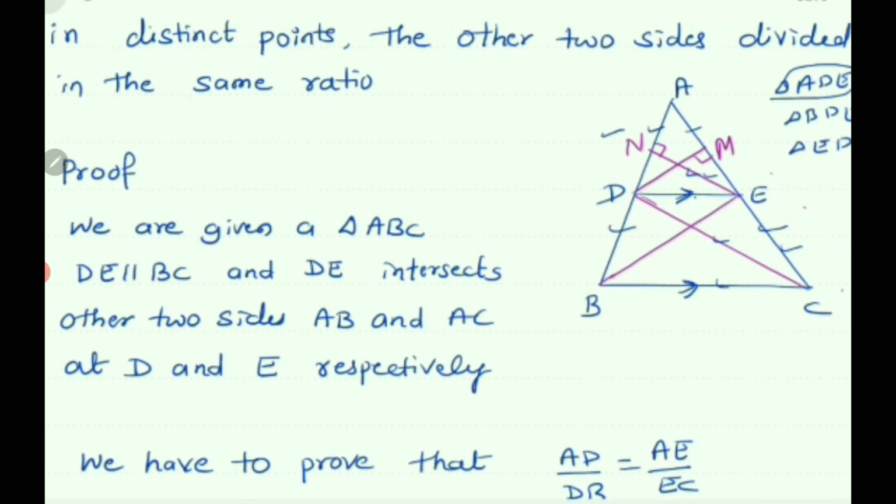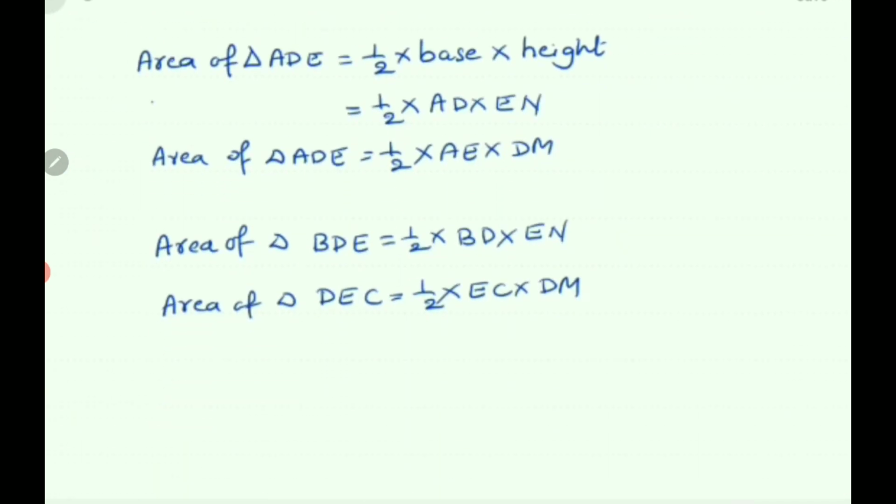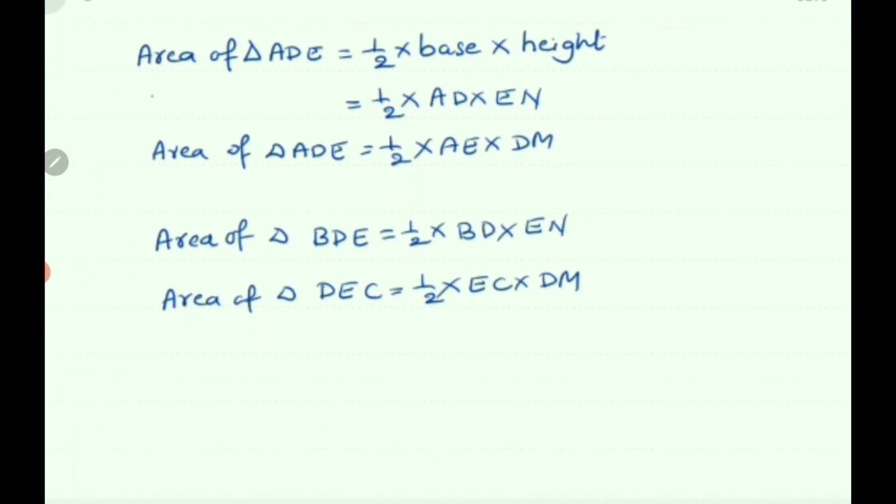So you got the areas of the triangles in terms of bases and heights. Area of the triangle ADE is half into AD into EN or half into AE into DM. Area of the triangle BDE is half into BD into EN. Area of the triangle DEC is half into EC into DM. You got four areas here. Now, take the area of the triangles ADE and BDE, because both have the common height, that is EN.